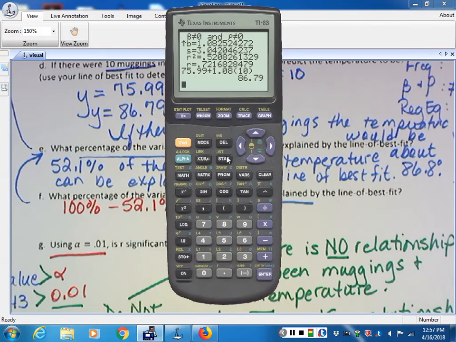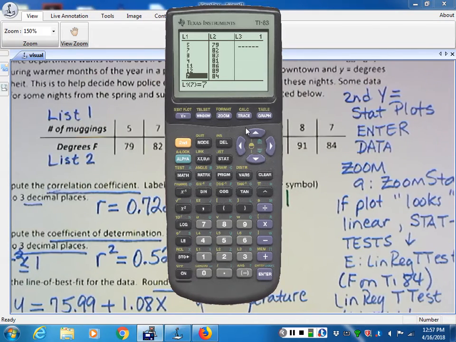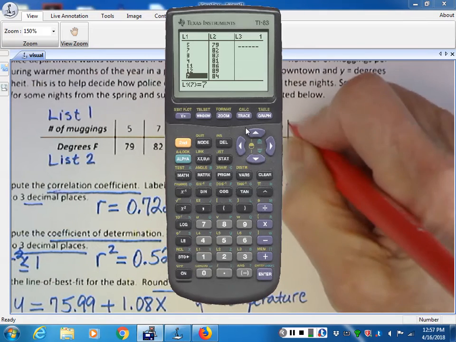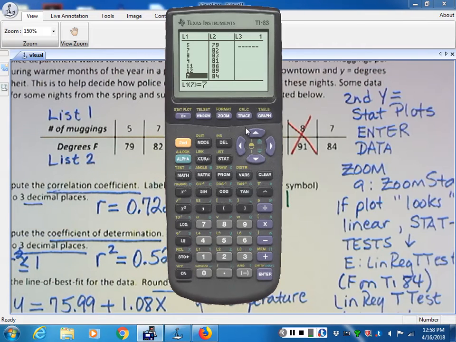We're going to go back to the data, and we're going to drop out 1 point. We're going to drop out that point that said when the temperature was 91 degrees, there were 8 muggings. So we're actually going to toss out one data value, one data pair. I'm going to toss out this one. Okay?